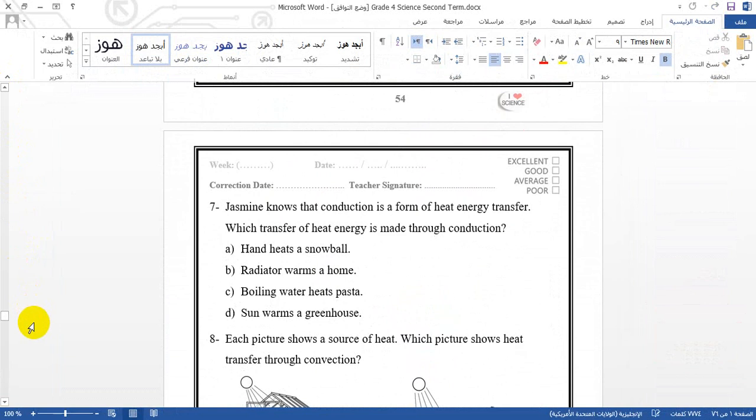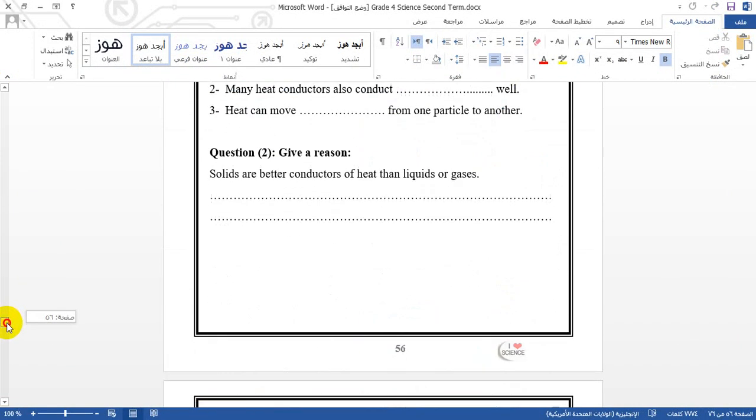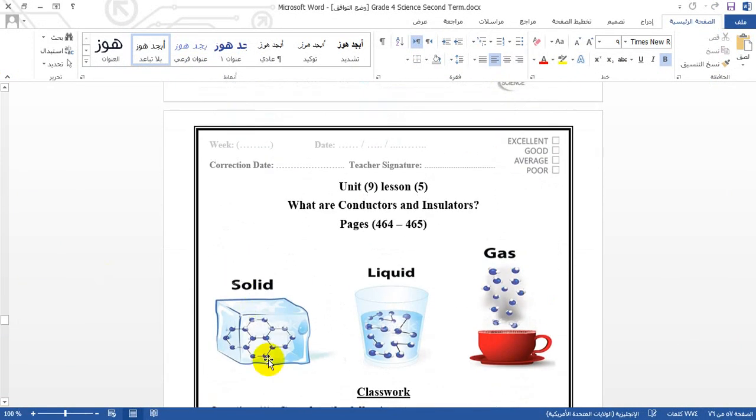I will show you some images here. This is what I mean by particles. There are particles inside each object. These particles make up solids, liquids and gases. Sometimes these particles are close together, but sometimes the particles are far from each other. For that reason liquid and gas are not conductors like solids, because the particles of a solid are always close to each other.